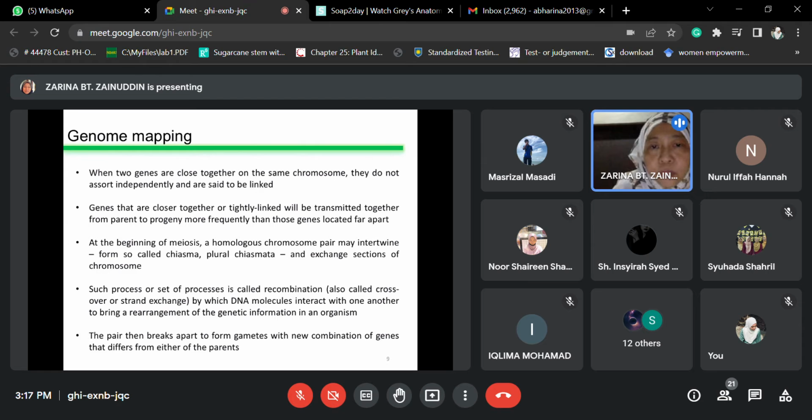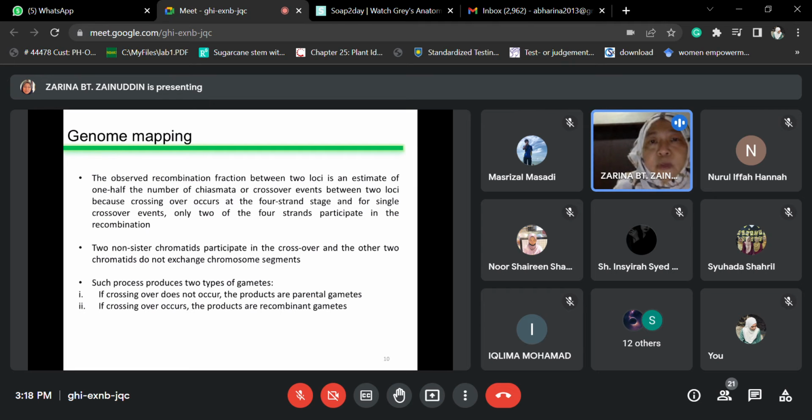Okay, so this is basically the process of meiosis. At the beginning of meiosis, homologous chromosomes will intertwine to form what we call chiasma or chiasmata and exchange sections of the chromosome. Okay, so this process we call recombination or crossover or strand exchange, where DNA molecules interact with one another to bring a rearrangement of the genetic information. Okay, so this is what we want to map. And the pair then breaks apart to form gametes with new combinations of genes that differ from either of the parents. So this is genome mapping.